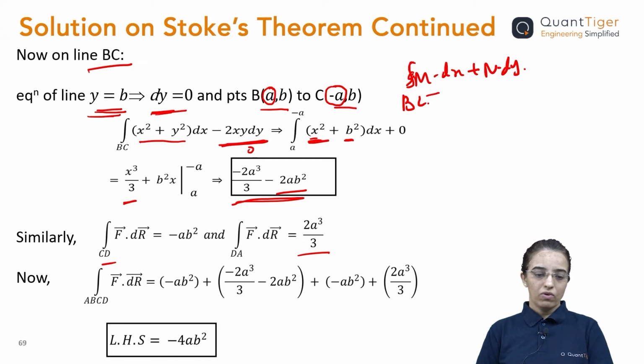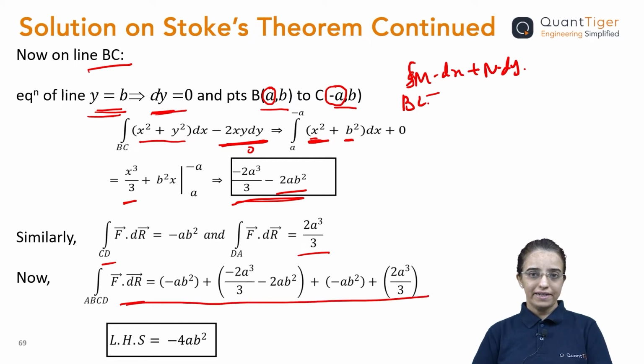So now what we can do here, along the ABCD whole curve, we can add all the line integrals which we found along line AB, along side BC and CD and DA. के जो भी line integrals हमने separately निकाले थे उसको हमने I will be adding all of those. So यहाँ पे मैंने सारे line integrals को add किया हुआ है.